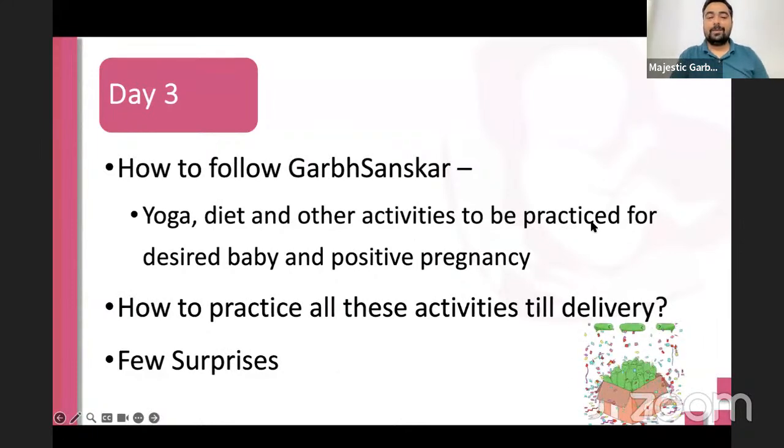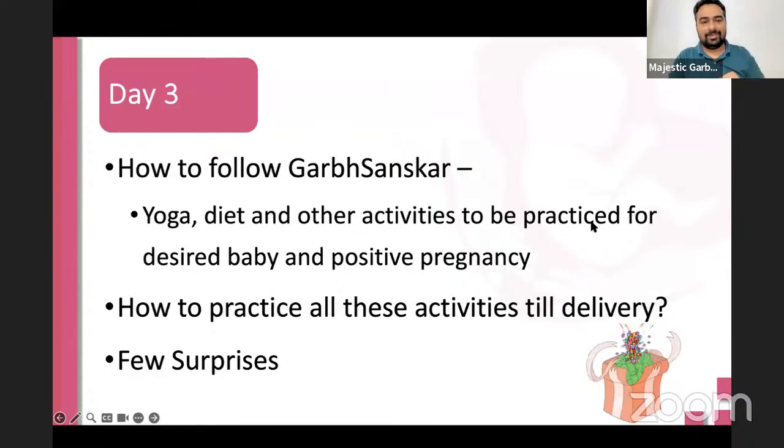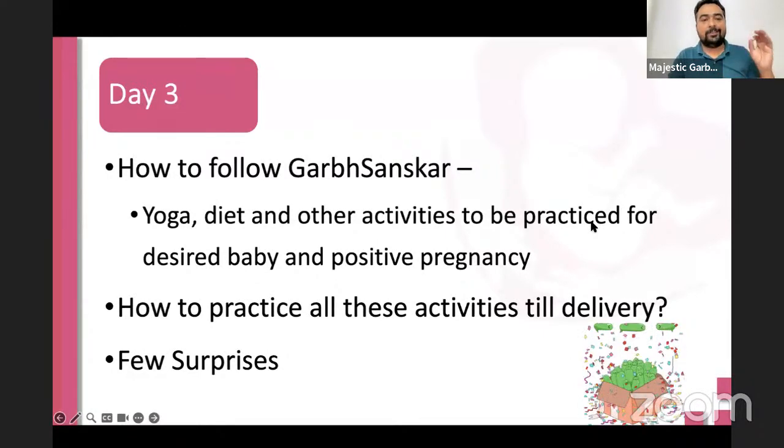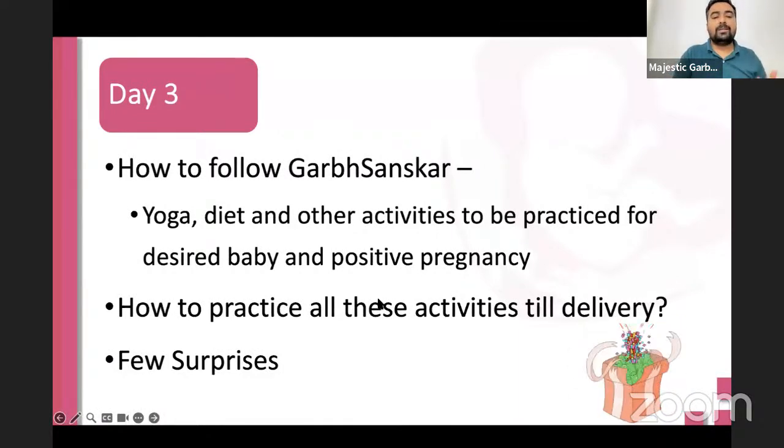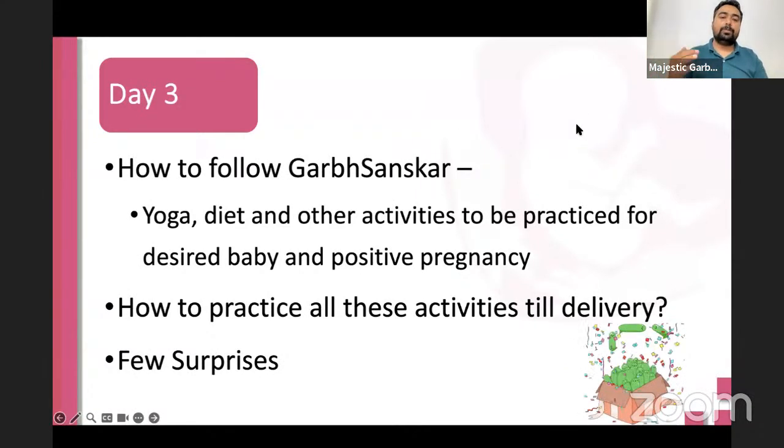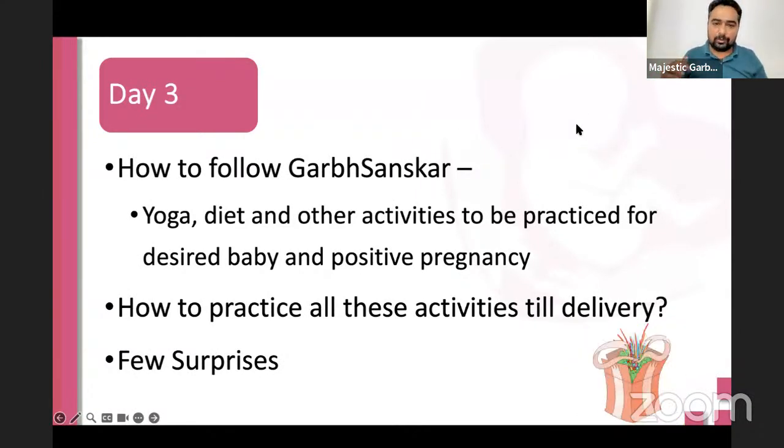Now, in the first 2 days, we have understood what exactly Garbh Sanskar is, from the ancient perspective and the modern science perspective, what the scientific proofs are, and we have gone through various activities. 6 activities we learned for IQ and EQ development, right? Today we are going to focus on physical quotient development of the baby. So basically yoga is the main area of concentration today. We will understand what things are to be taken care of as far as diet and yoga are concerned. And I will explain a few spiritual quotient development activities as well.